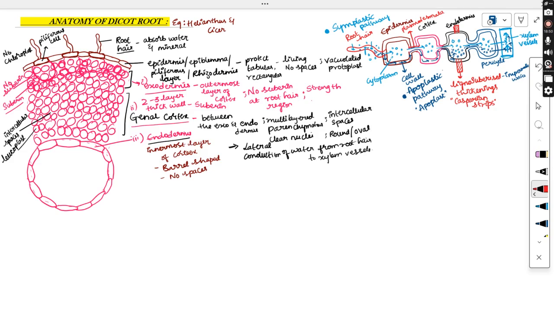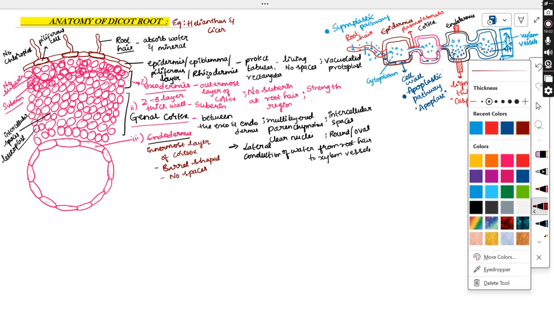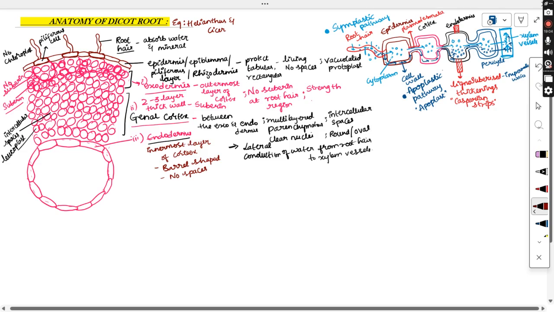So that's the function of it. And in this endodermis region, not all the cells contain the Casparian strips. A few cells don't contain the Casparian strips. Those cells are called the passage cells. In this case, we have some cells called passage cells where there are no Casparian strips.